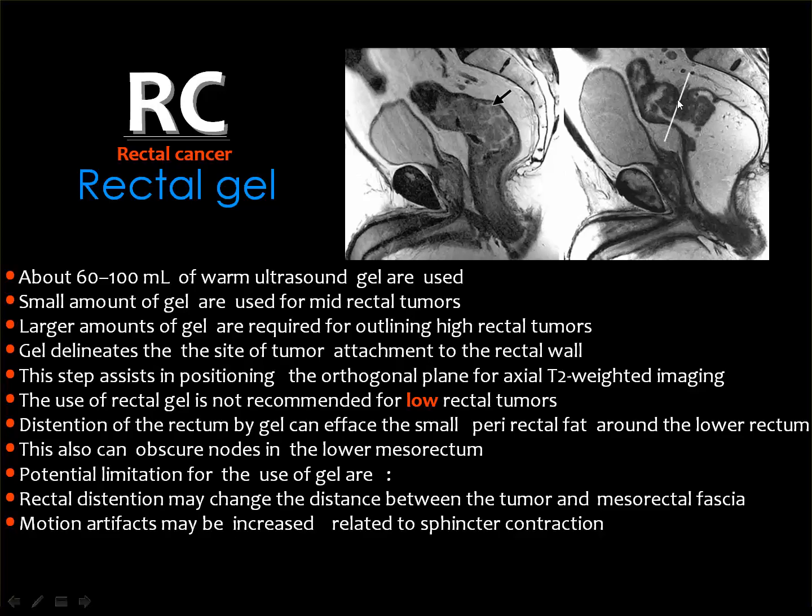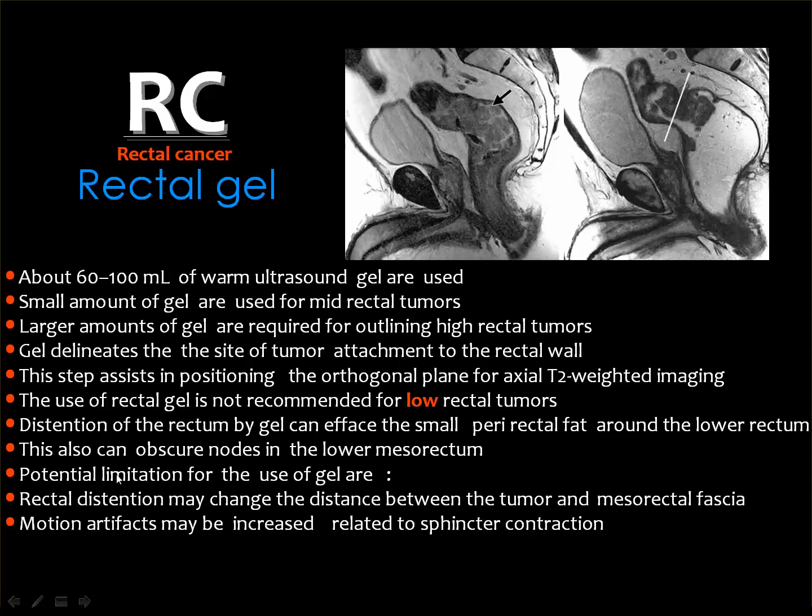Then you can see the site of attachment of the tumor to the rectal wall, and you go perpendicular to this site in order to have the orthogonal planes. The gel is not used for lower rectal cancer because the distension of the rectum by the gel in this area may obliterate the small perirectal fat, and this may also obscure the mesorectal lymph nodes.